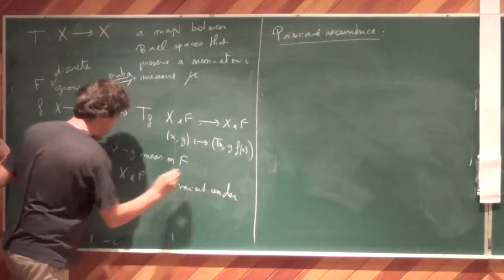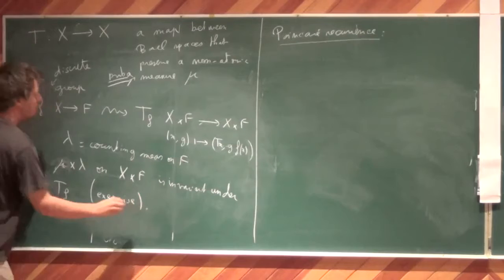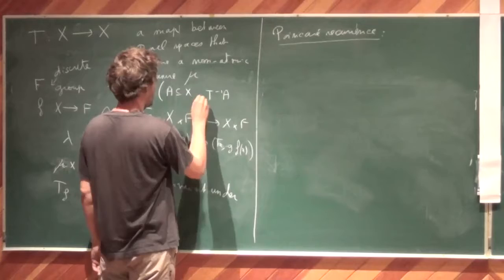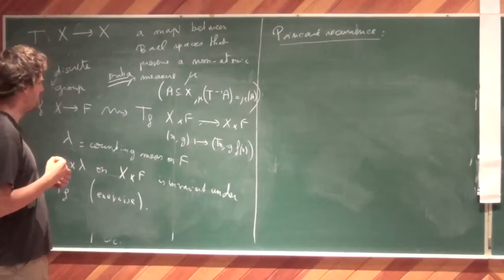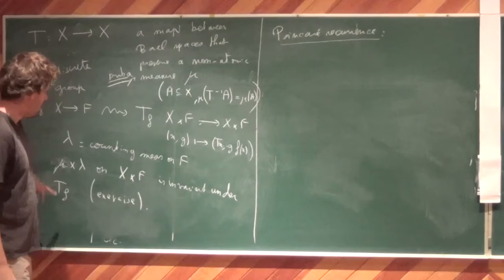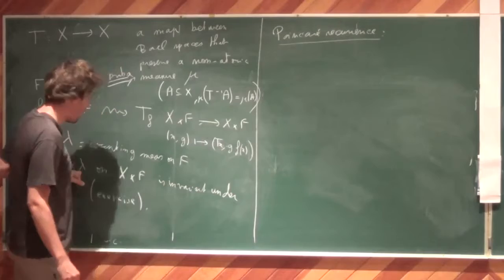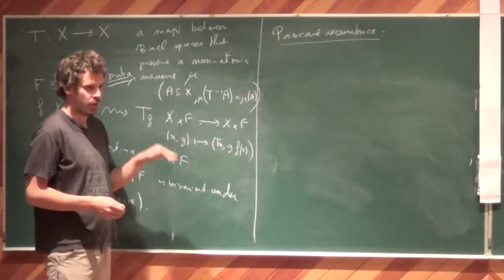So, exercise. What does invariant mean? I write preserved here, but what does it mean? It means that for any A, and all my sets are measurable, the measure of the inverse image of A is the measure of A itself. This means preserving the measure. You can check that the product of the initial measure with the counting measure on the fiber is preserved under this skew product. This is because the counting measure is a Haar measure for the group, and when you act by multiplication, you preserve that measure. So this is why it is invariant.